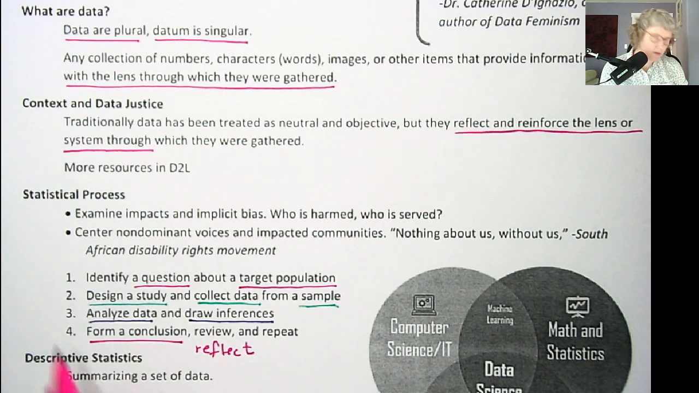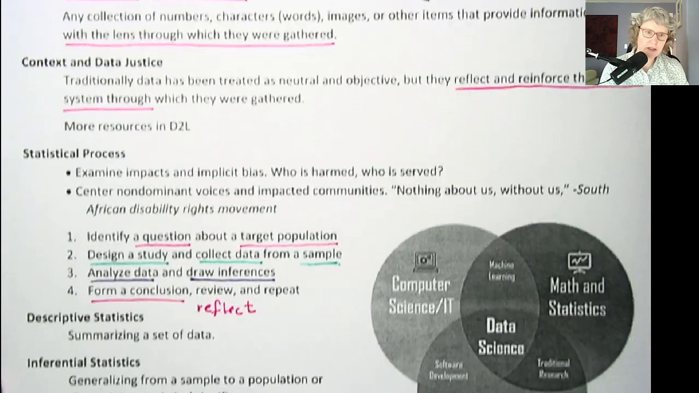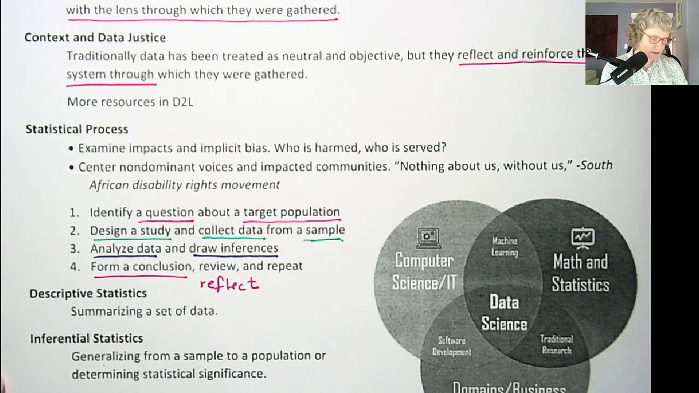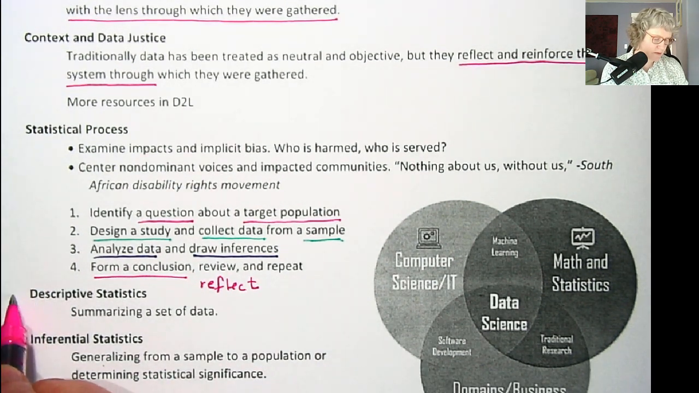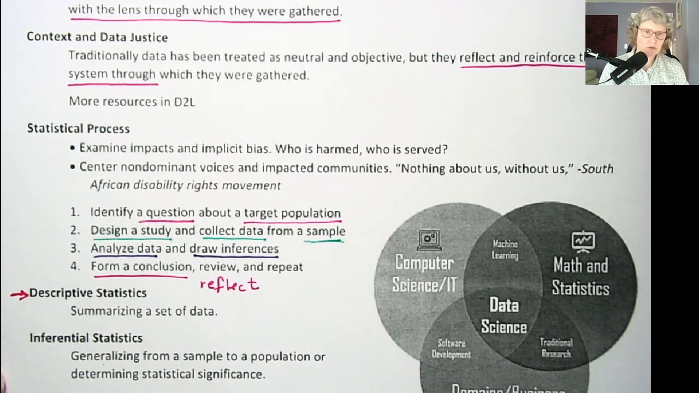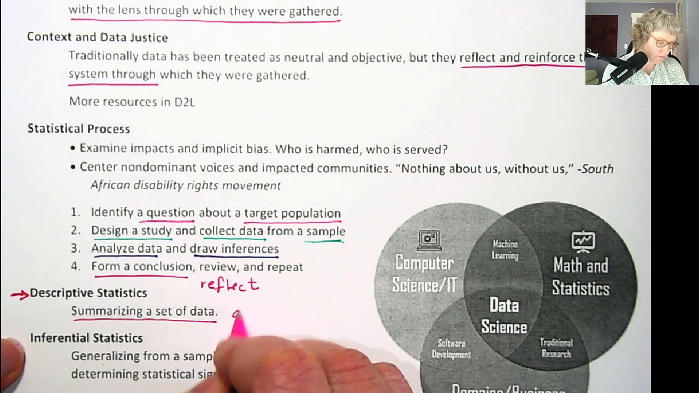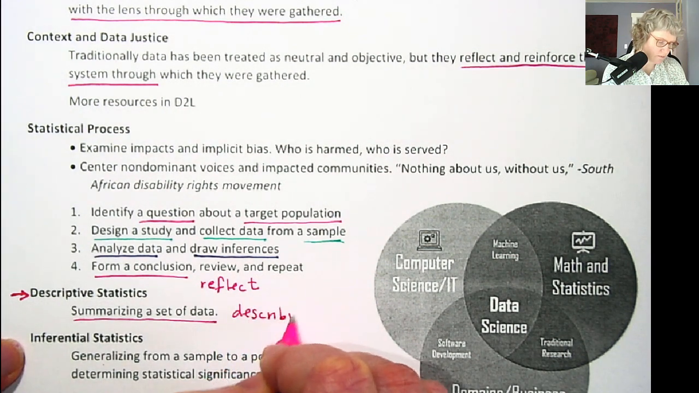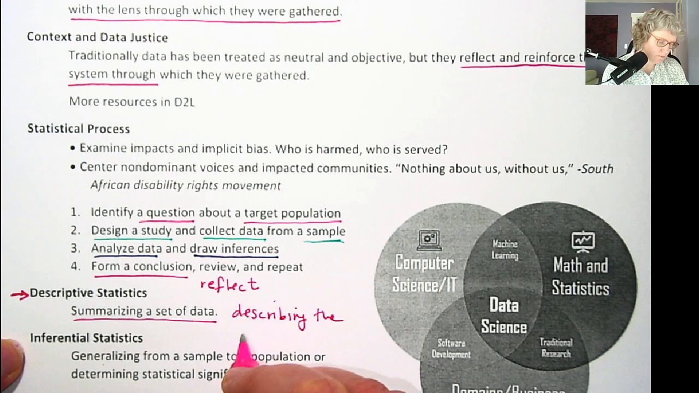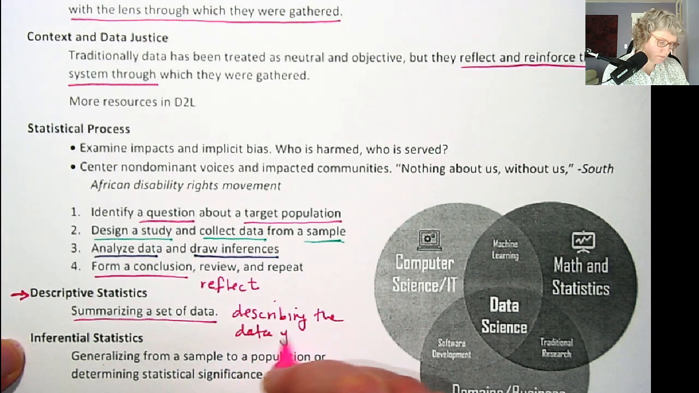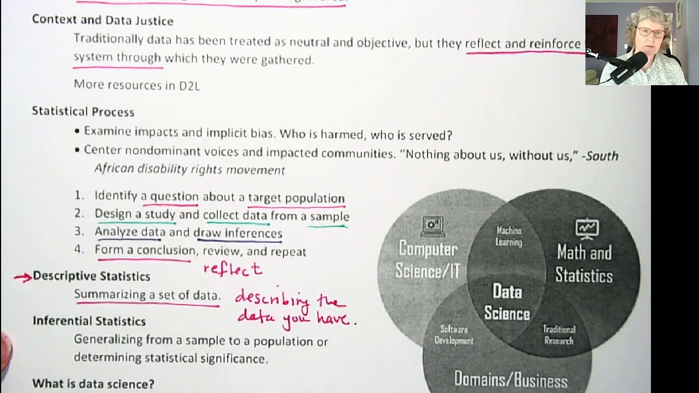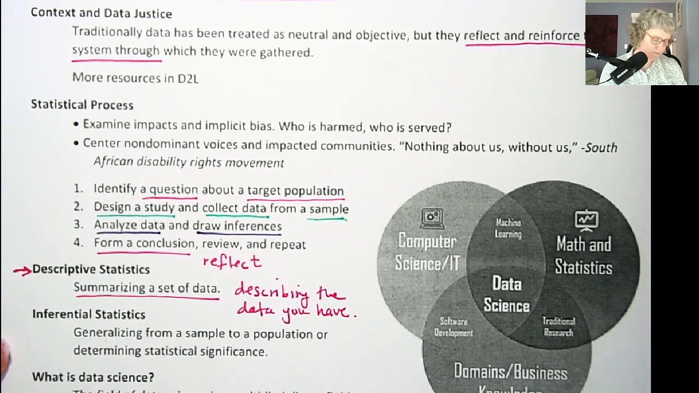Okay, so then also in our class this term, we'll be studying 2 different types of statistics. The first one is called descriptive statistics. And this is what we'll do in Module 2. We're going to summarize a set of data. So this is describing the data you have. Okay, it could be a large set, a small set. It's describing data. And what does it say?